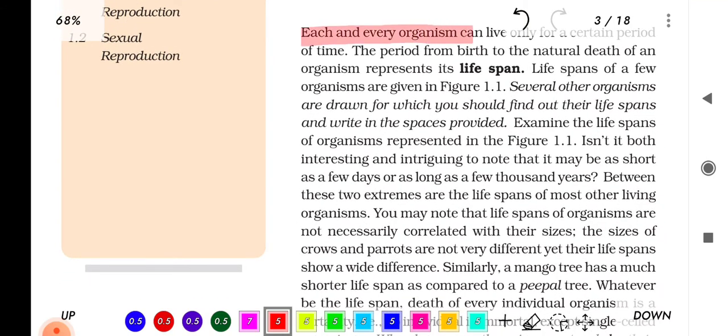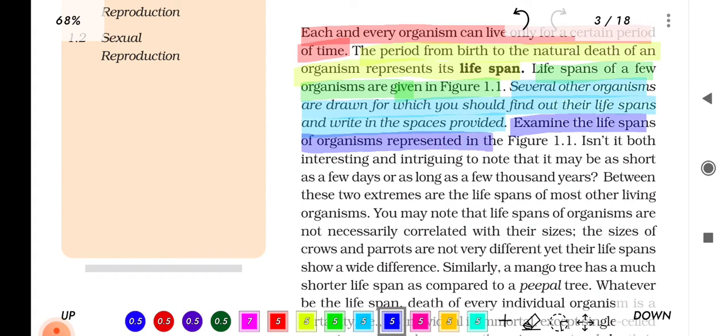Each and every organism can live only for a certain period of time. The period from birth to the natural death of an organism represents its lifespan. Lifespans of a few organisms are given in figure 1.1. Several other organisms are drawn for which you should find out their lifespans and write in the spaces provided. Examine the lifespans of organisms represented in figure 1.1.